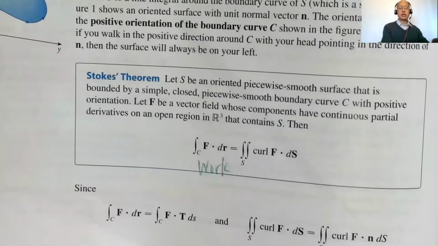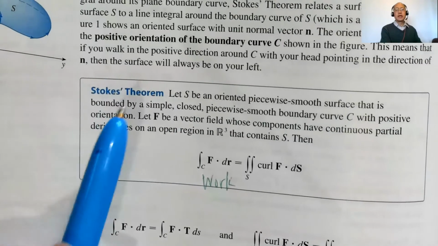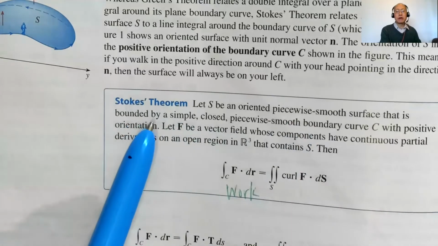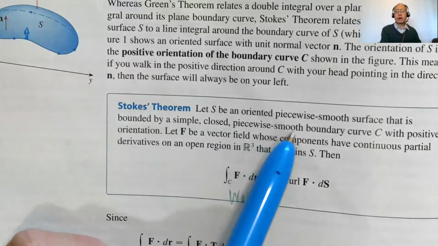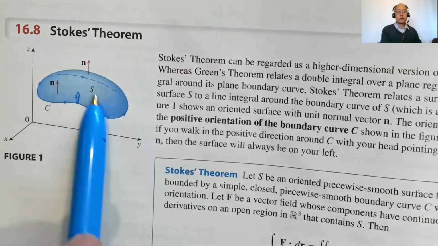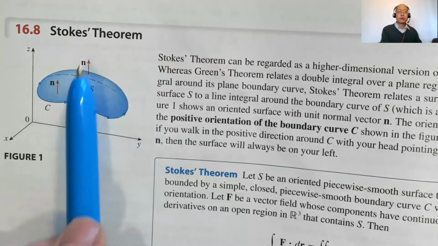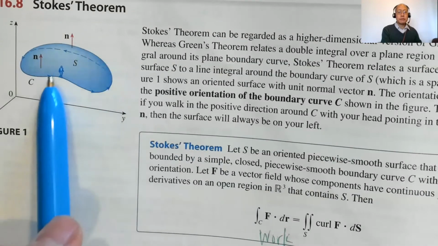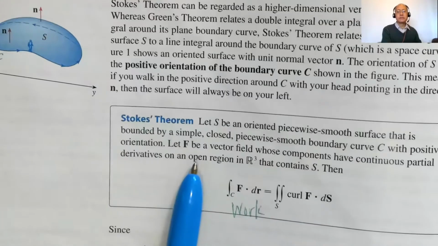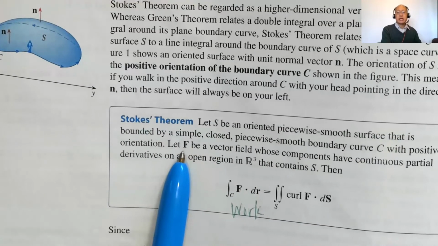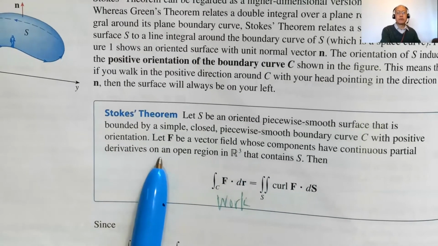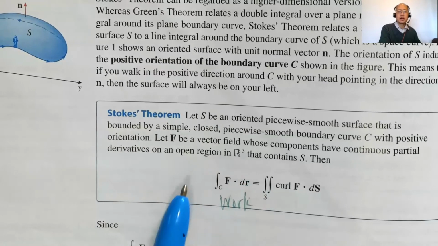That's what Stokes' theorem says. You can put this on your cheat sheet. Let S be an oriented piecewise smooth surface that is bounded by a simple closed piecewise smooth boundary curve C. So surface, positive, up, and bounded by a curve C. Positive is counterclockwise. And capital F is a vector field whose components have continuous partial derivatives on an open region in R3 that contains S.